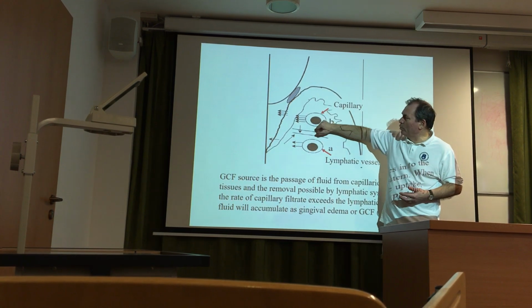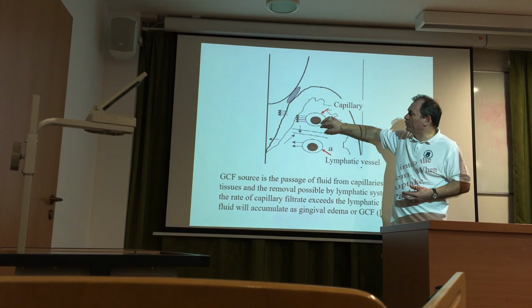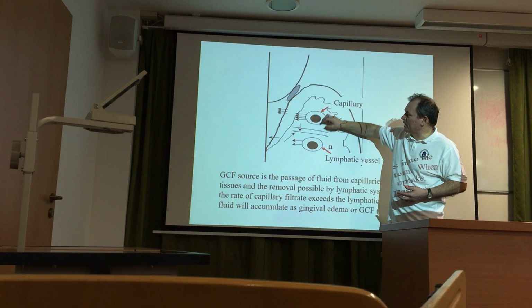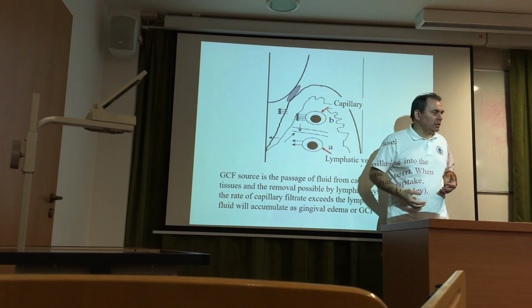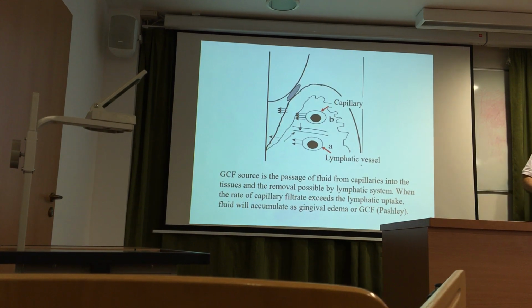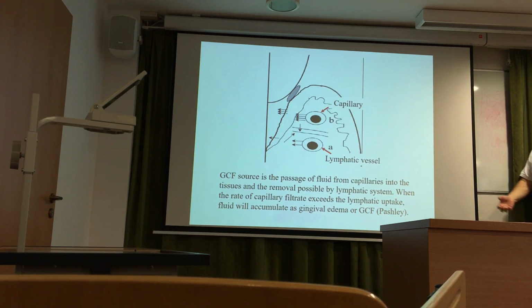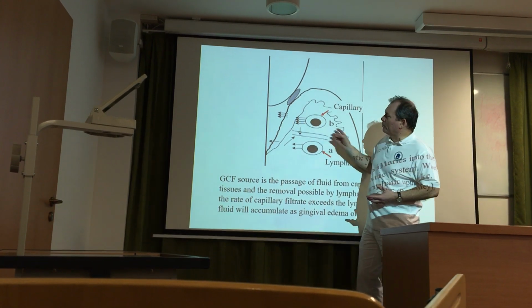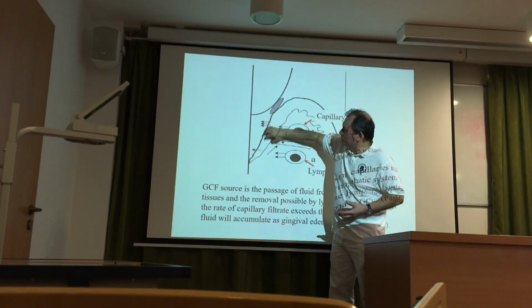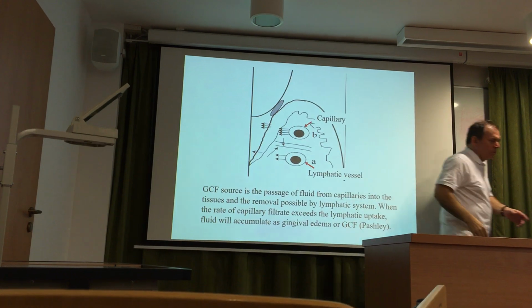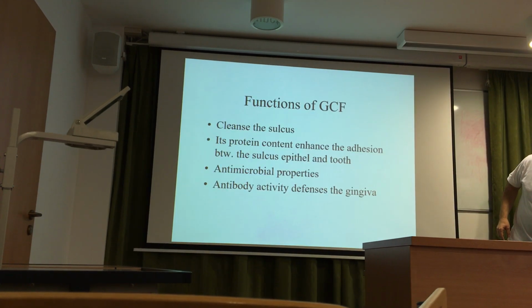So the production of the fluid is higher than the takeaway of the material by the lymphatic vessels. And as you know, in inflammation, the blood vessels are dilated, and more sulcus fluid material will migrate into the extracellular space and into the sulcus through the epithelial lining. So it will be an exudate.